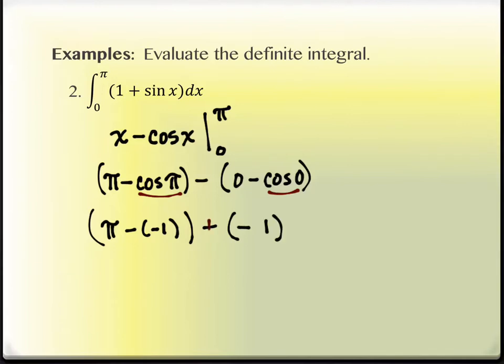So we're going to change some signs. That's addition now. This one's addition. So what's my solution in exact form? Yep, pi plus 2. And you're done.